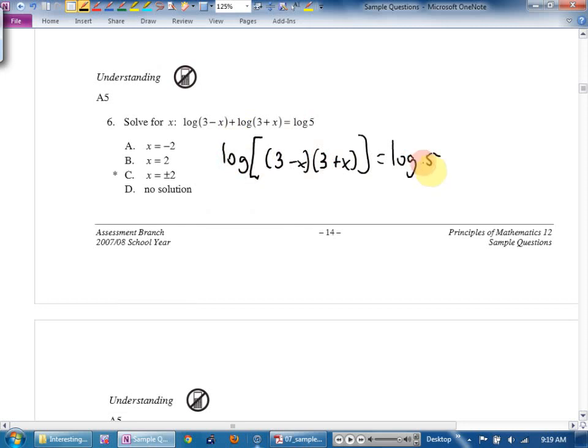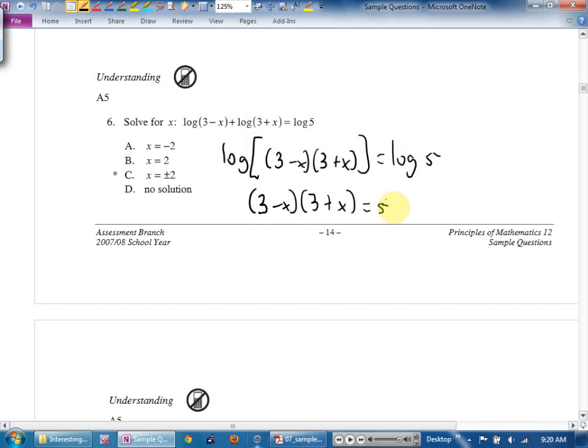Here's what you can't do. I see a bunch of kids multiplying this out for some reason as though it's FOIL. It's not. Or I see a bunch of kids canceling out the logs. You cannot cancel out more than 1 log equals 1 log. Logs are not like variables. They're not GCFs. They're mathematical operations. You can only say if you have the log of something equals the log of something, the two somethings are the same. So the equation you would get would be 3 minus x times 3 plus x equals 5.